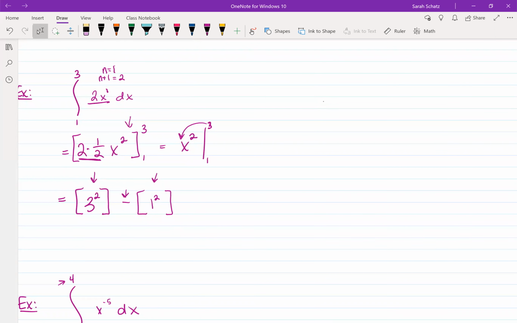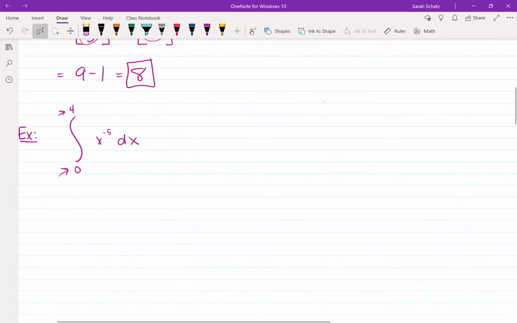So I have here 3 squared minus 1 squared, so that's 9 minus 1. And I get an answer of 8. So you want to simplify within each bracket, and then once they're down to one number, you can do the subtraction. And you guys, my answer here is just 8. It's just a real number. There's not going to be any variables in it because remember, you've replaced the variables with your bounds.